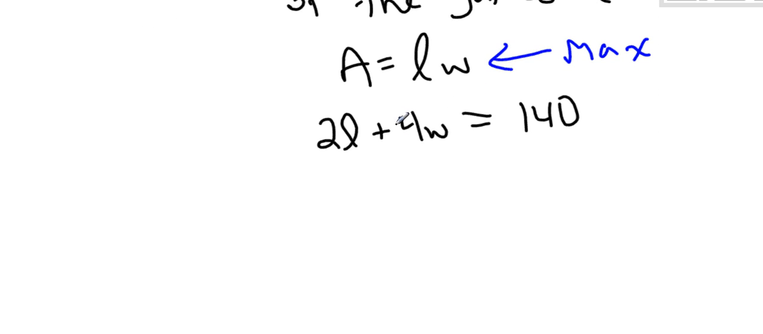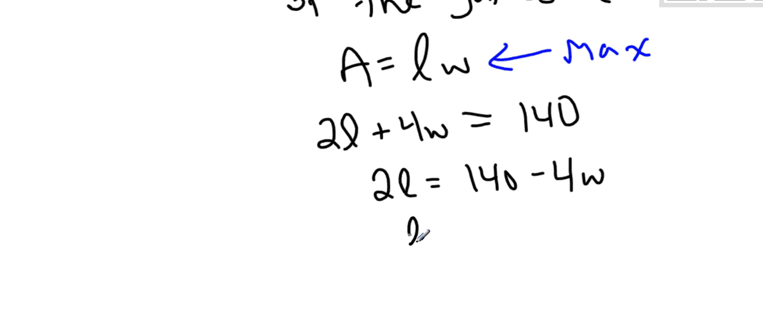Now, in order for us to use this equation, we have to rearrange it so that it says either length equals or width equals. So let's go ahead and rearrange it so it tells me about length. So I'm going to subtract 4w from both sides and divide both sides by 2.